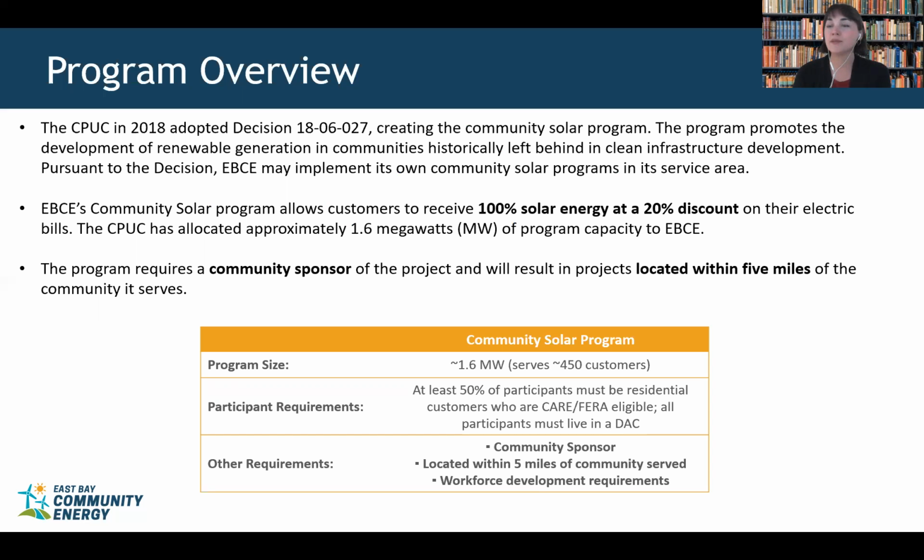The key here is that EBCE, pursuant to this decision, has been given the opportunity to implement this program for our service area. The program will allow customers to receive 100% solar energy at a 20% discount. And EBCE has been allocated about 1.6 megawatts, and that's enough solar system capacity to serve about 450 customers in the East Bay and in the city of Tracy.